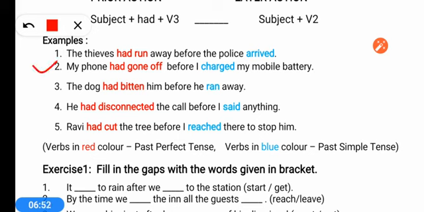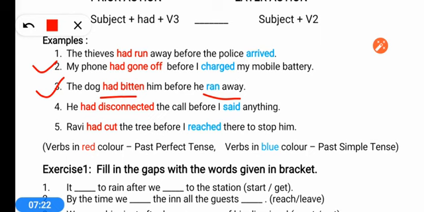Second example, you see that the phone had gone off before I charged my mobile battery. So which action took place first? The mobile went off. After that, the person charged the mobile. Next one, third example, you see, the dog had bitten him before he ran away. It means he could not run away before that. What happened? The dog bit him. After that, he ran away.